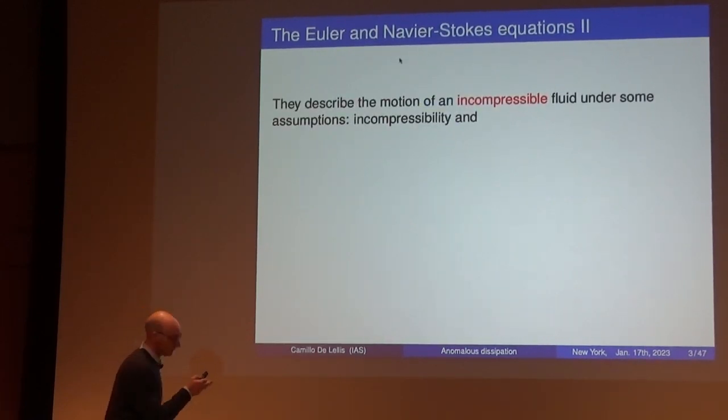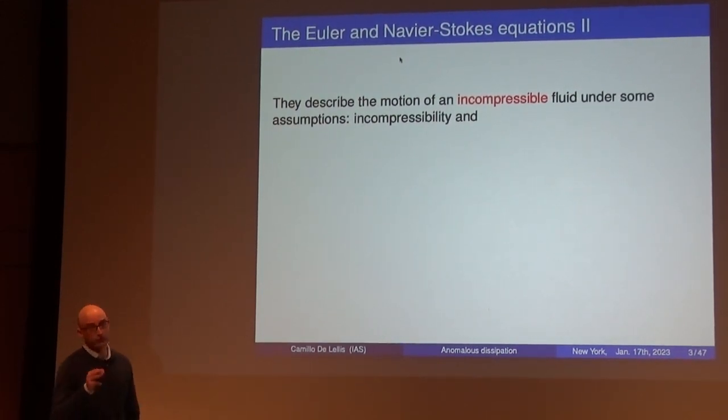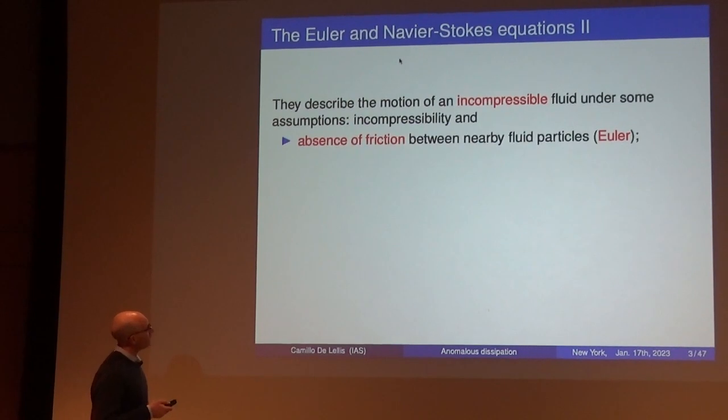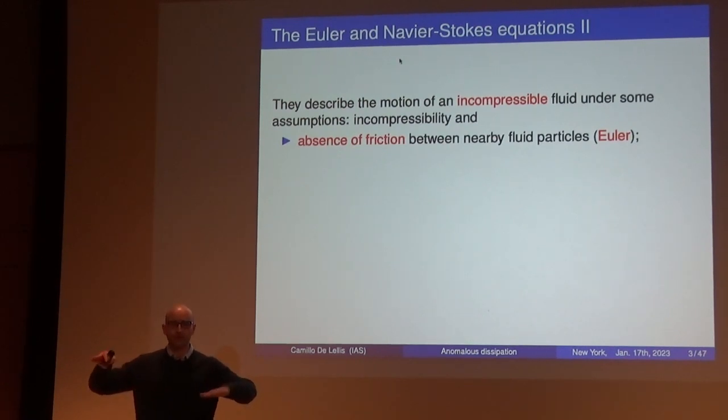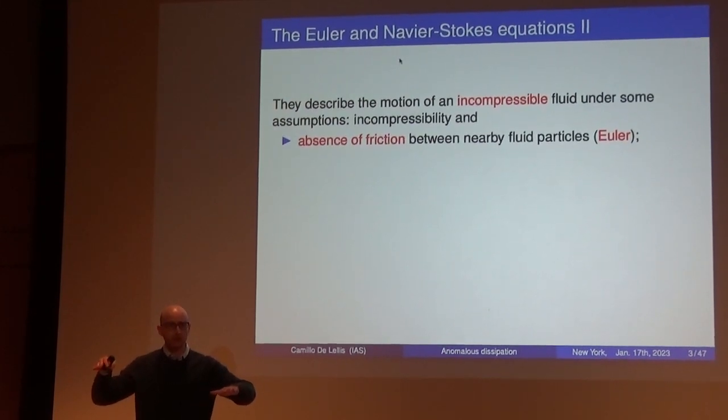So these equations were derived very long ago, the Euler equation more than 250 years ago and the Navier-Stokes equation in the 19th century, and they're supposed to describe the motion of an incompressible fluid, but under some idealized assumptions. The first one, as I said, is that it's incompressible, and in the case of the Euler equations, you're assuming that there is absence of friction between nearby fluid particles. What this means is that if you have a layer of fluid which is sliding over another layer of fluid, there's actually no friction between them, so nothing stops your fluid from moving in this way forever.